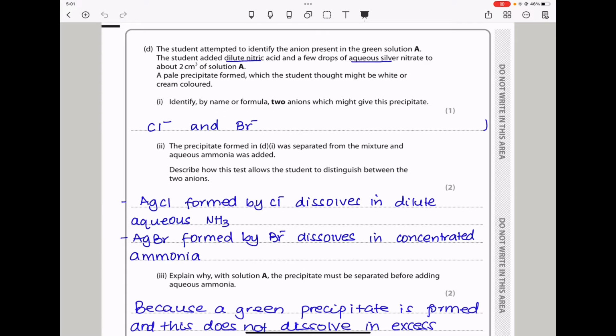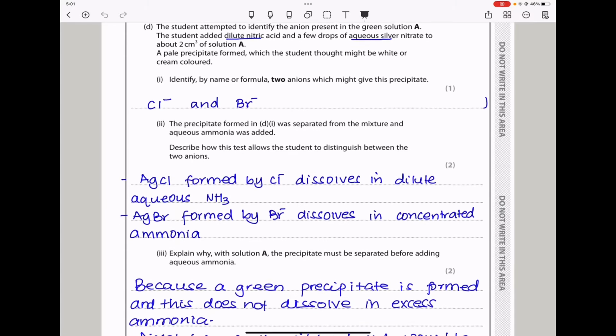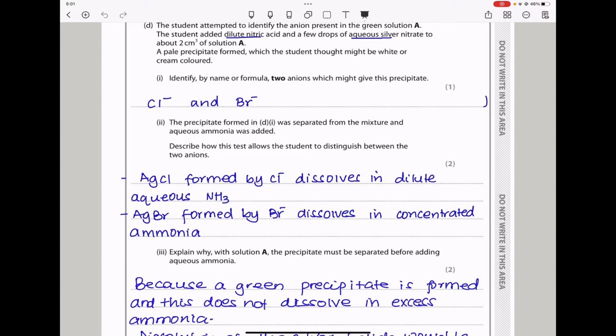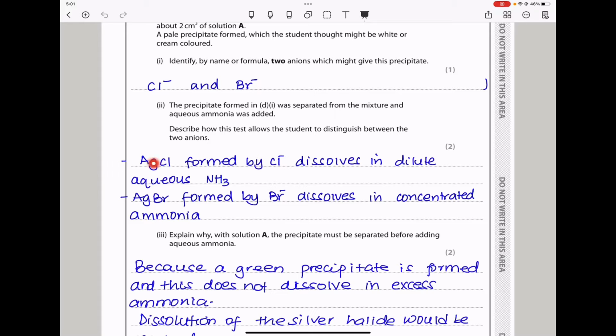The next they say, the precipitate formed in D1 was separated from the mixture and aqueous ammonia was added. Describe how this test allows the student to distinguish between the 2 anions. In silver chloride, the anion is chloride and here the anion will be bromide. So in silver chloride, there will be dissolution in aqueous ammonia as well as in concentrated ammonia. But in silver bromide, dissolution will only occur in concentrated ammonia.